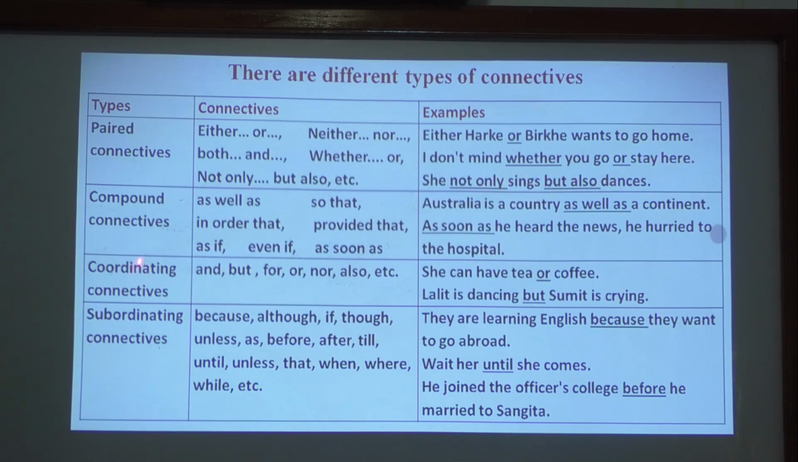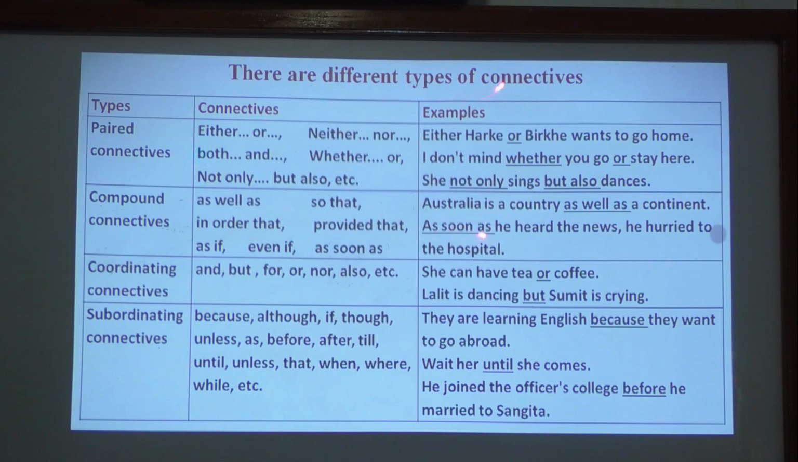In the same way, there are other types of connectives. They are compound connectives. What are compound connectives? As well as, so that, in order that, provided that, as if, even if, as soon as, etc. are categorized as compound connectives. So let's go through some examples. Australia is a country as well as a continent.